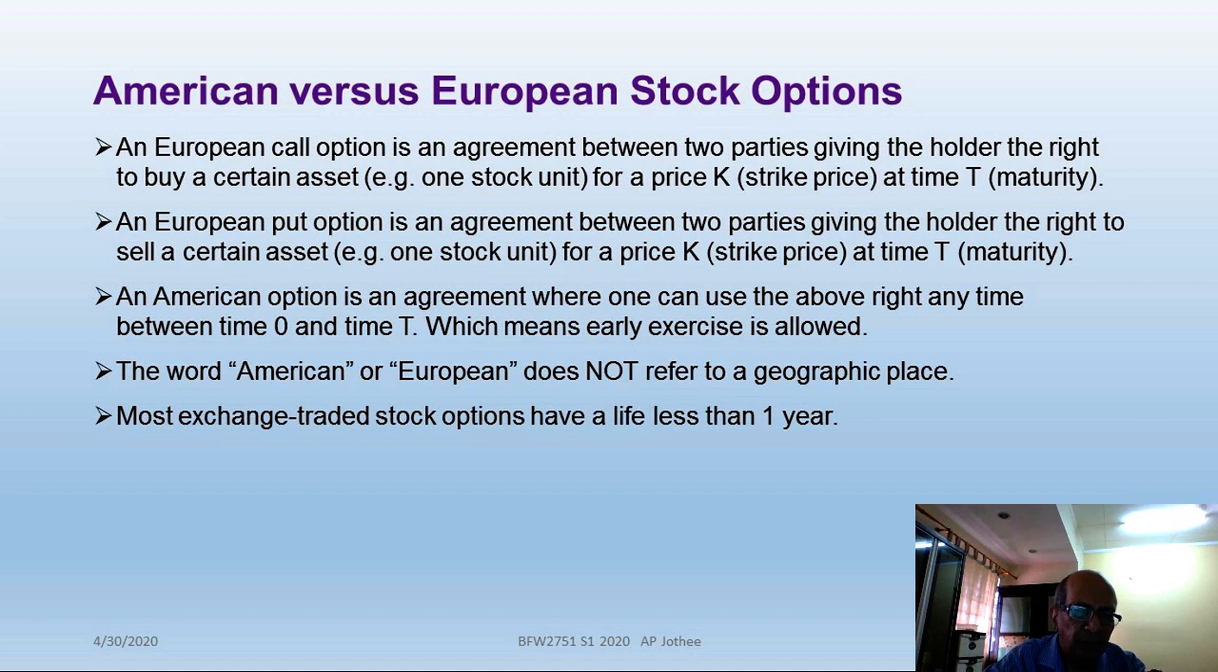Now, the second thing is the European put option. It's an agreement between two parties giving the holder the right to sell one unit of stock for a prefixed price K, the strike price, at maturity time T. Why do you go for a put option? Mainly because you are worried that the price of the stock will fall, and you have it now. You want to sell it at a price you fixed, which is comfortable to you.